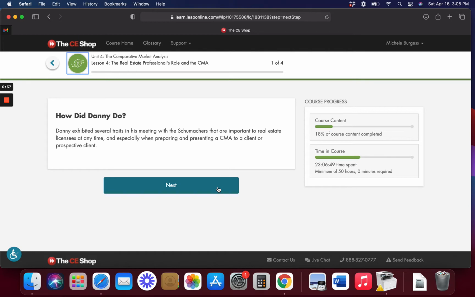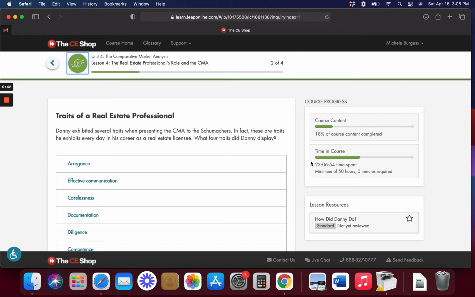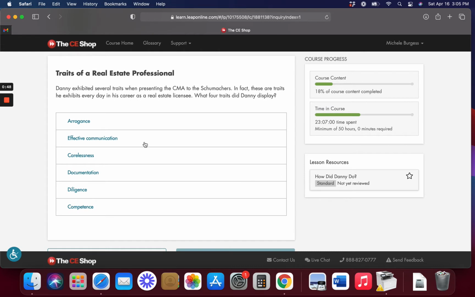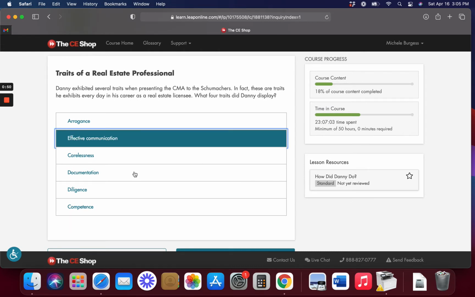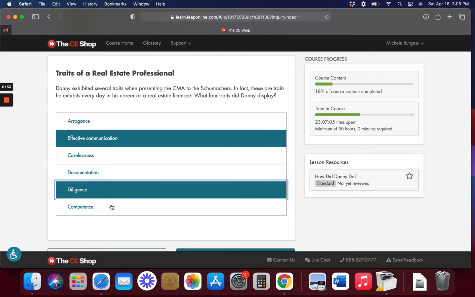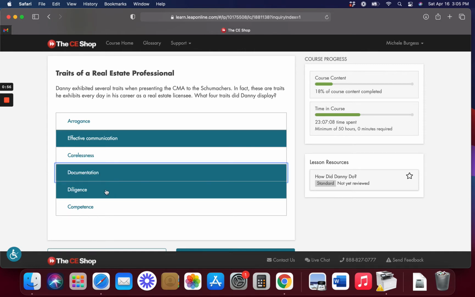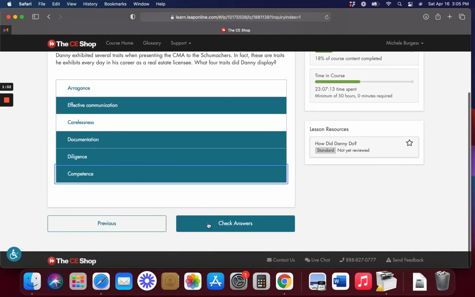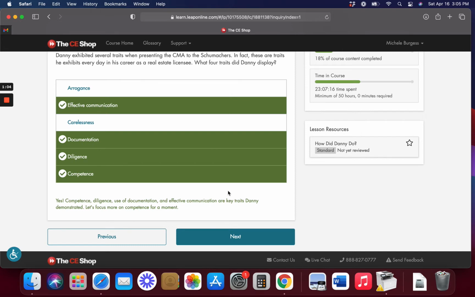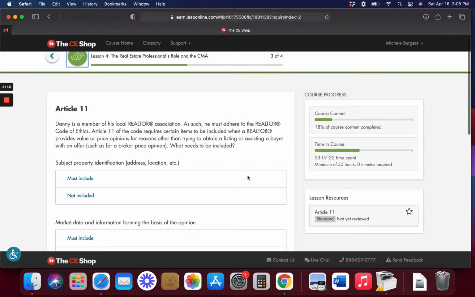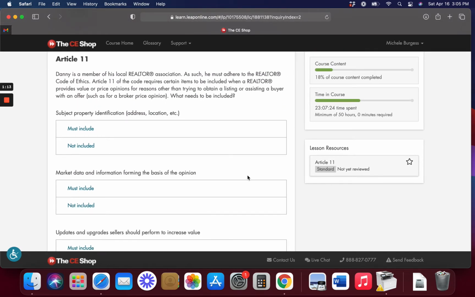When preparing and presenting a CMA to a client or a prospective client, some of the traits that you want to display are what? Do we want to be arrogant? No. We want to have effective communication. We want to be diligent. We want documentation and order, okay? And you want to be competent. These are common sense. That kind of question is going to be too easy for the test, so it probably is not going to be on the test.